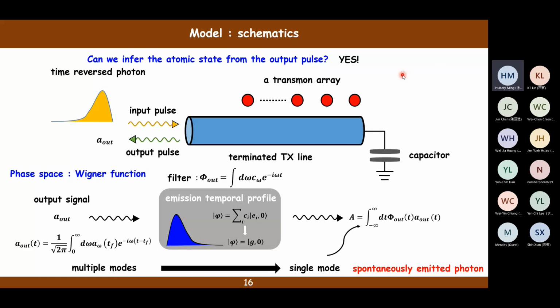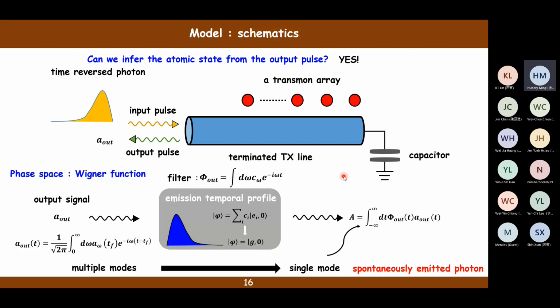For this filtering process, will it erase some information, or does it preserve all the information? Yeah, we erase some information, because you just choose some range of frequency of interest. As you can see, the output signal is composed of continuous modes, and then we just choose a certain range of frequency that helps us to infer the atomic states.